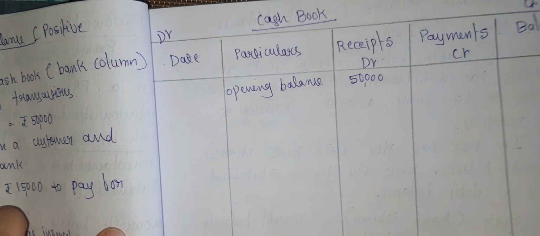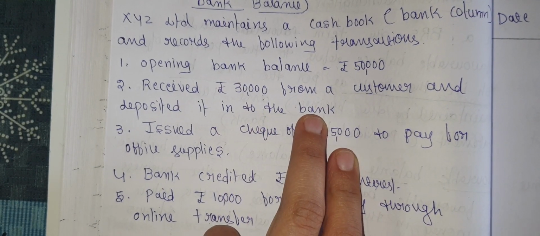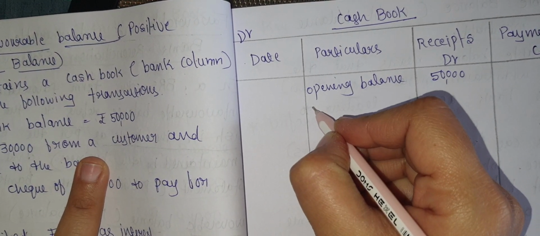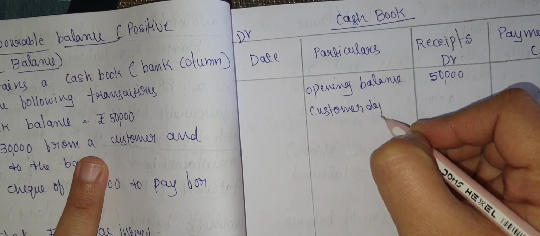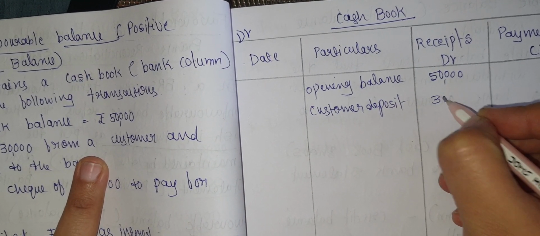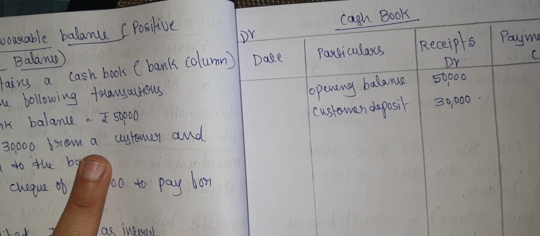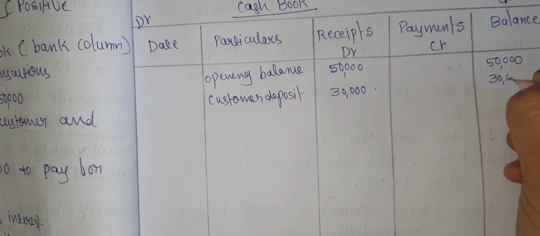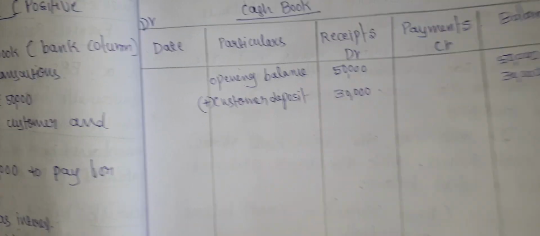And received rupees 30,000 from a customer and deposited it into the bank. See here, received rupees 30,000. Customer deposit, that is rupees 30,000. See, write down here 50,000 balance and customer deposit, that is rupees 30,000. Here we need to add the customer deposit.